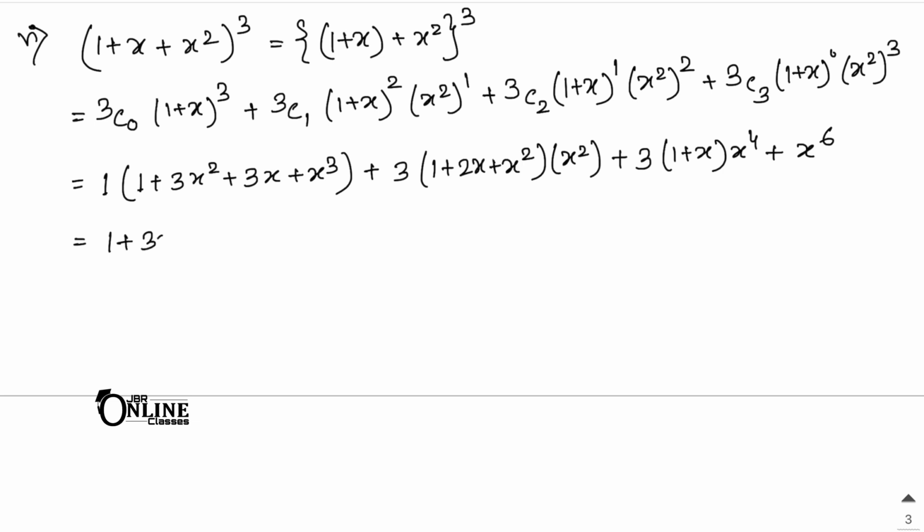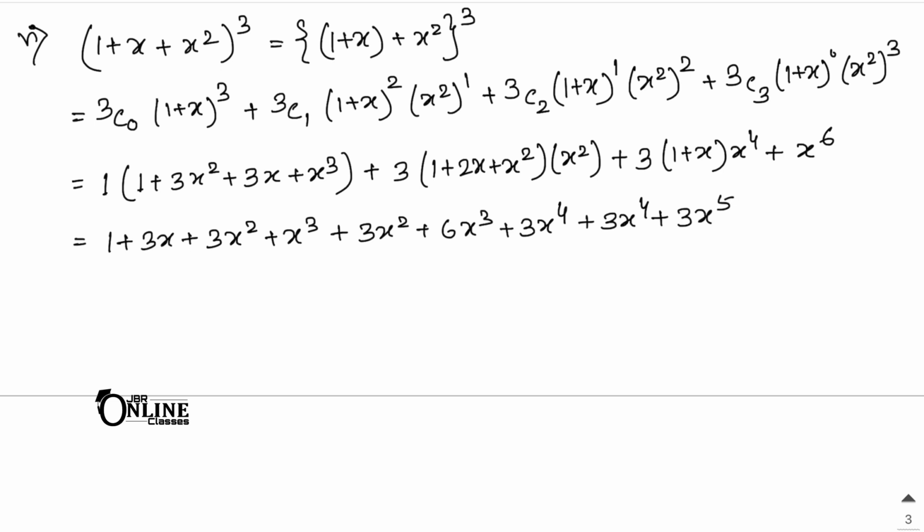So 1 plus 3x plus 3x square plus x cube, here 3x square, then 3x cube, then here 3x to the power 4, then here 3x to the power 4, then 3x to the power 5, then x to the power 6.